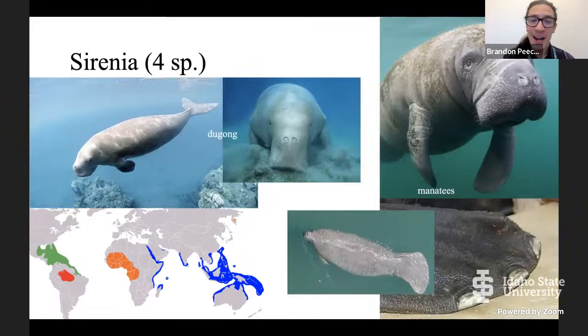Next group of Afrotheres I wanted you guys to see are the Sirenians. These are named the Sirenians because they're supposed to be like the sirens from ancient Greece, the mermaids that will tempt you to your death. There's lots of fun stories, especially from Indonesia and East Africa, of European sailors seeing the dugong, which is the one there that has the more mermaid tail on the left, and thinking, oh, is that a mermaid, when it's really this thing, these big herbivores.